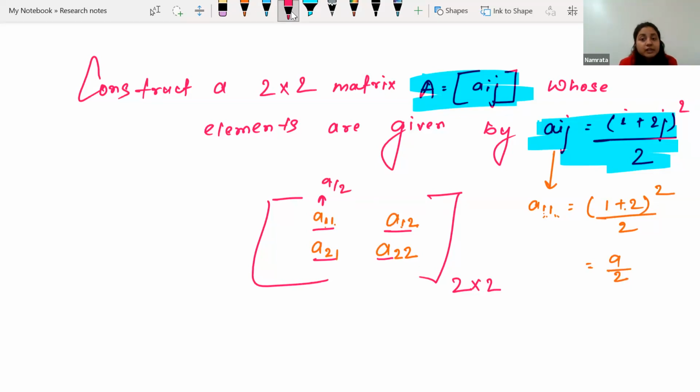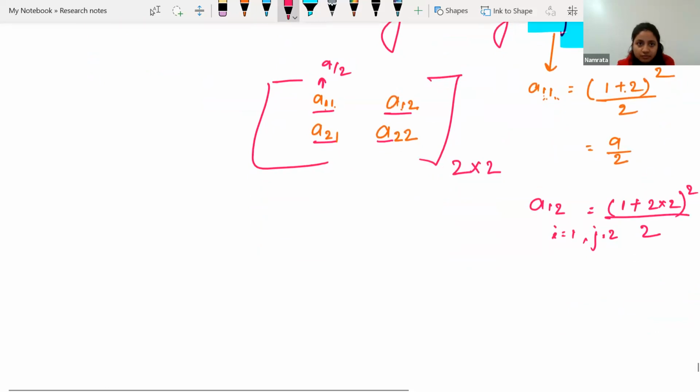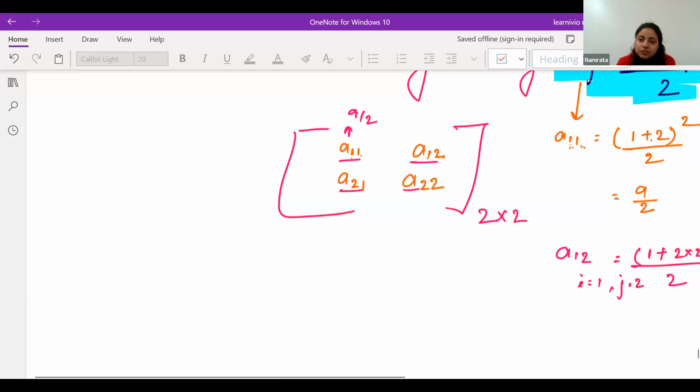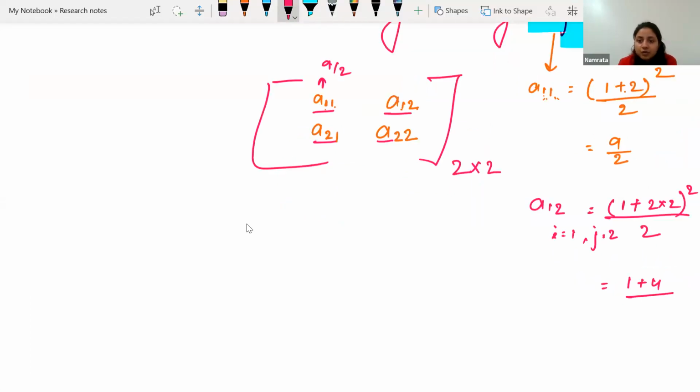Now we have to find A12 like this only. Let's do it quickly. A12. So i is 1 over here and j is 2. That means (1 plus 2 times 2) whole square over 2. So we will have 1 plus 4 over 2, the numerator having a square, 4 plus 1, 5 square. That means 25 over 2. So we got A12 as 25 over 2. Just keep doing the calculation by yourself also. If I am missing anything while doing the calculation, please let me know.